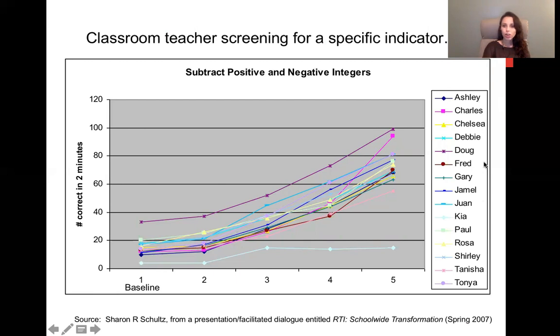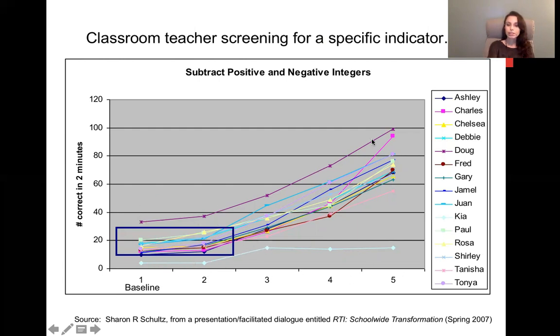And then they've got all the students here listed in different colors. And you could see that generally these students are at the same point. So it means Kia is running low, and then whoever's in dark purple, Doug, is a little bit above the curve here. So you can see, oh my gosh, I really need to pay attention to and help this student.